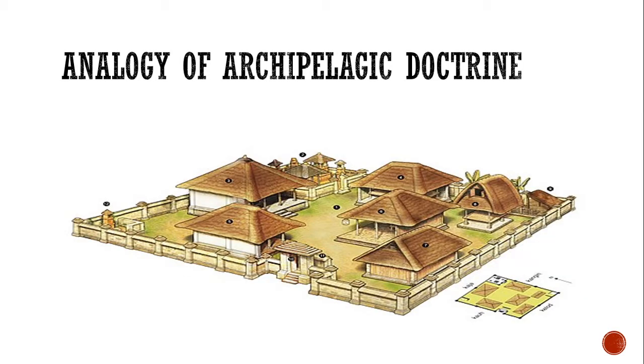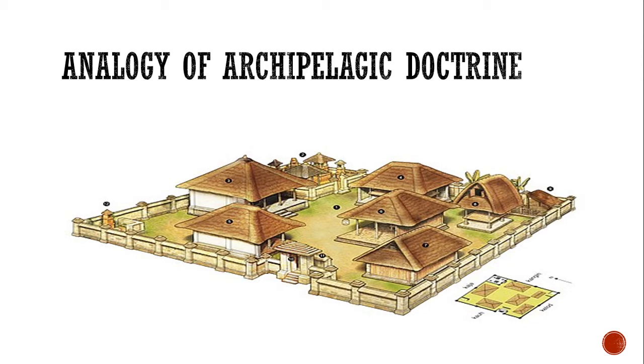Next here is the analogy of archipelagic doctrine. Now that we understand what an archipelago means, that the Philippines is an archipelago consisting of some 7,100 islands, we will now discuss what we mean by archipelagic doctrine. So think of it as a family compound. You see the houses there, you see it as islands. This actually represents islands, and then the land there, the earth or the ground, this is basically body of waters or ocean, sea, whatever it is.